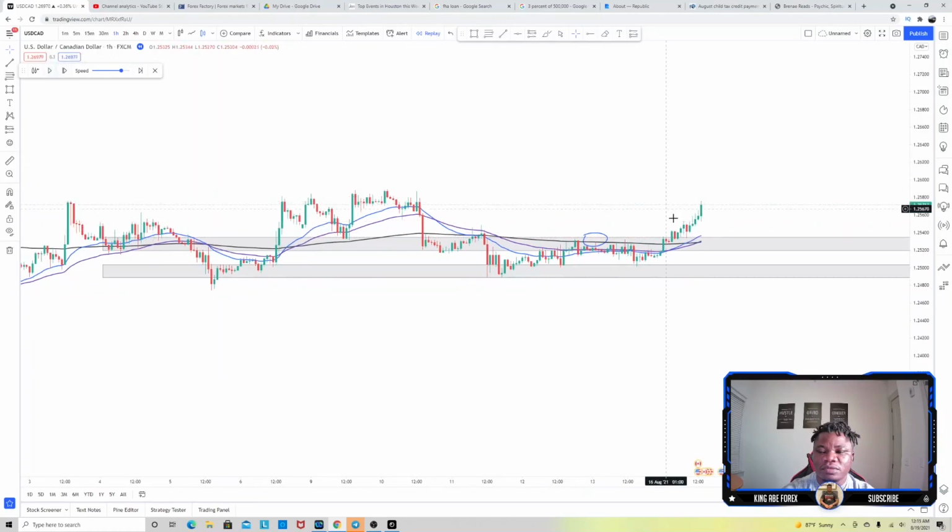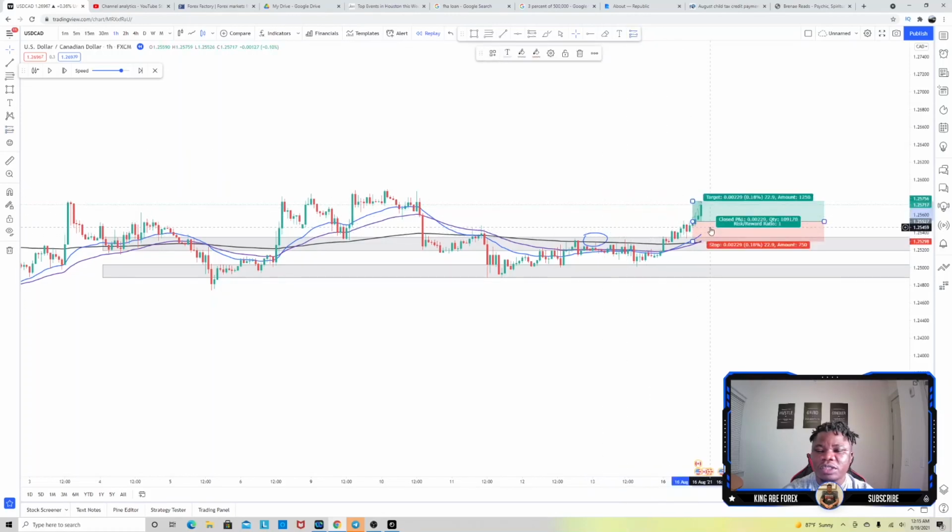So right over here, we would have our entry, because price finally broke our previous high. Once we have this confirmation right here, we'll get in the trade. Now, if you want to look for your take profit target, where can we target?